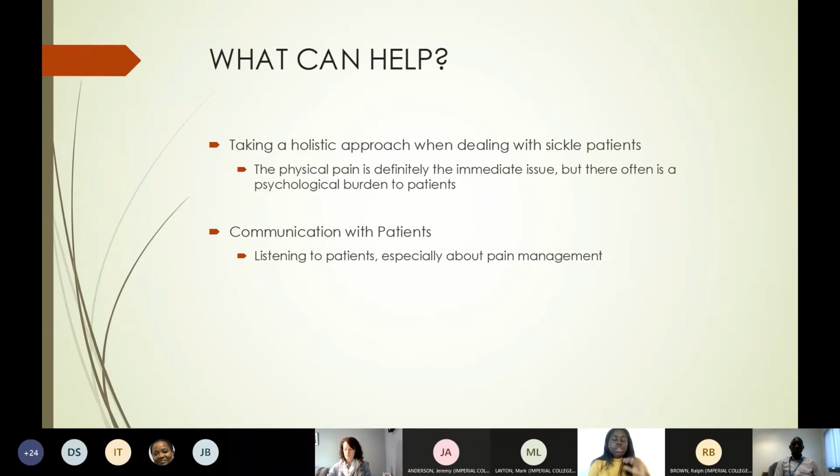But there are the psychological burdens that come with that. And I think feeling supported in those is definitely also incredibly helpful, and looking at my pain as a whole, rather than just here are drugs to stop the pain. That's absolutely essential, but I think a holistic approach would be helpful for me. And also communication with patients, just feeling listened to when you're in hospital, when you're talking about your pain.